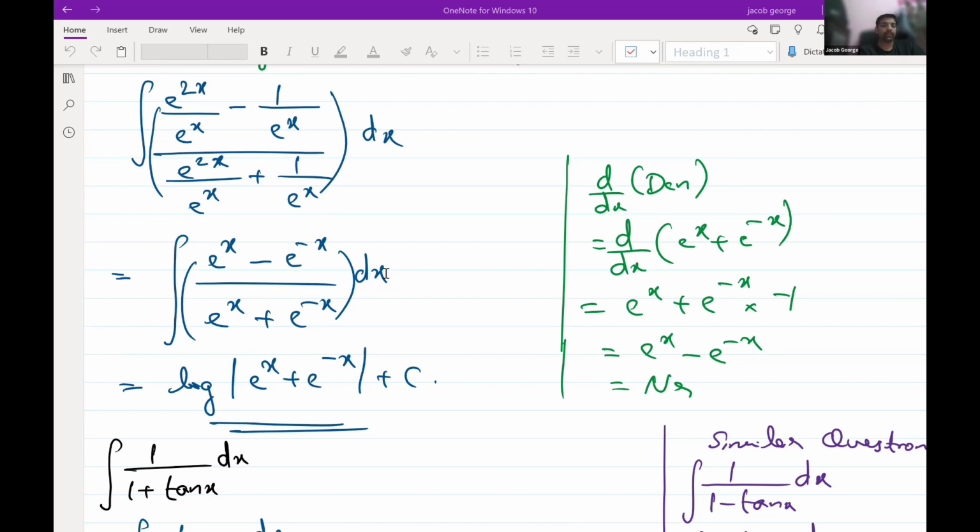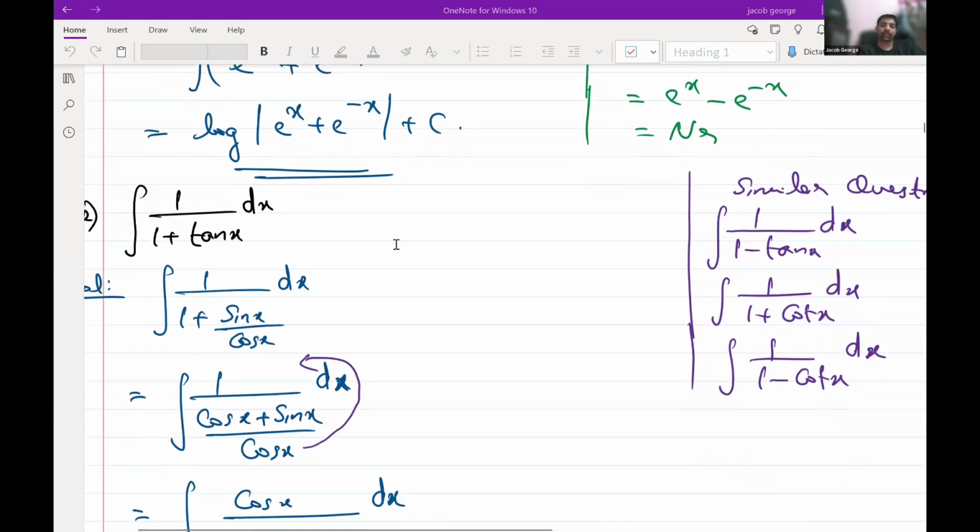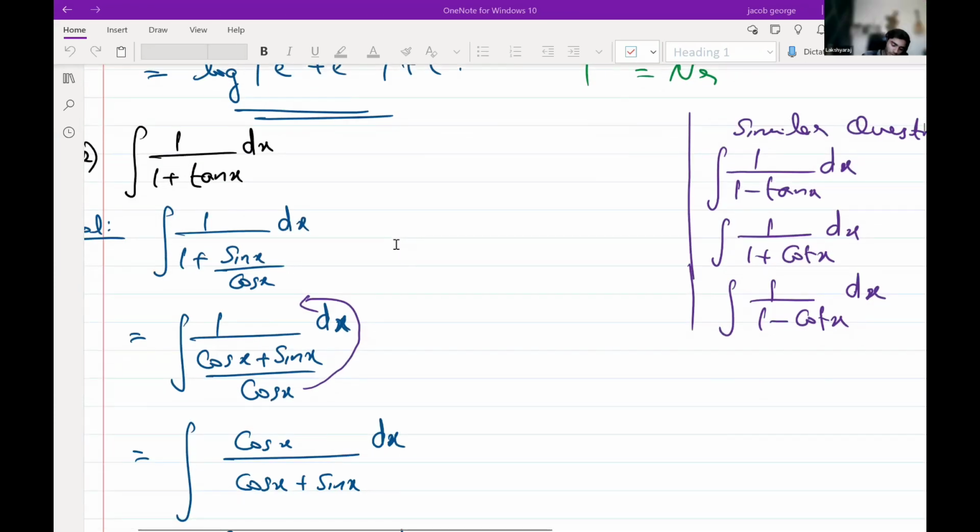Next term. Integral 1 by 1 plus tan x dx. Here we know tan x is sin x by cos x. So these 4 questions are of similar type. What are the 4? 1 by 1 plus tan x, 1 by 1 minus tan x, 1 by 1 plus cot x, and 1 by 1 minus cot x. So these 4 questions we do like this. Replace tan x in terms of sin x and cos x, sin x by cos x. If it is cot x, how will you write?